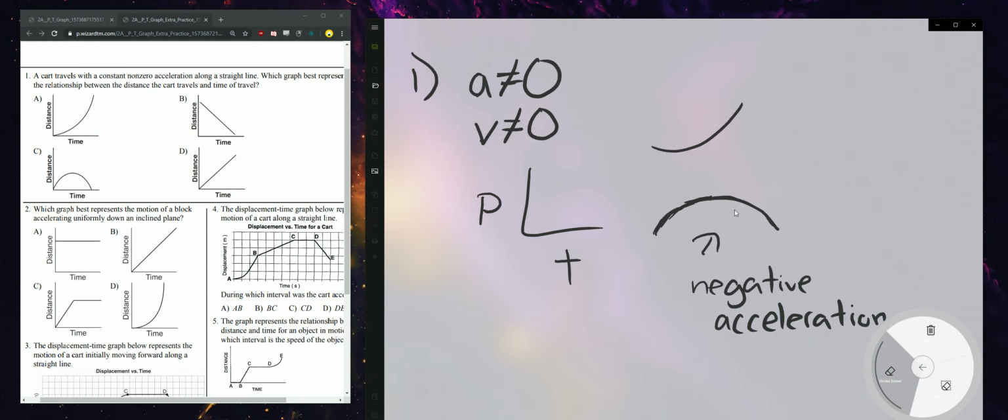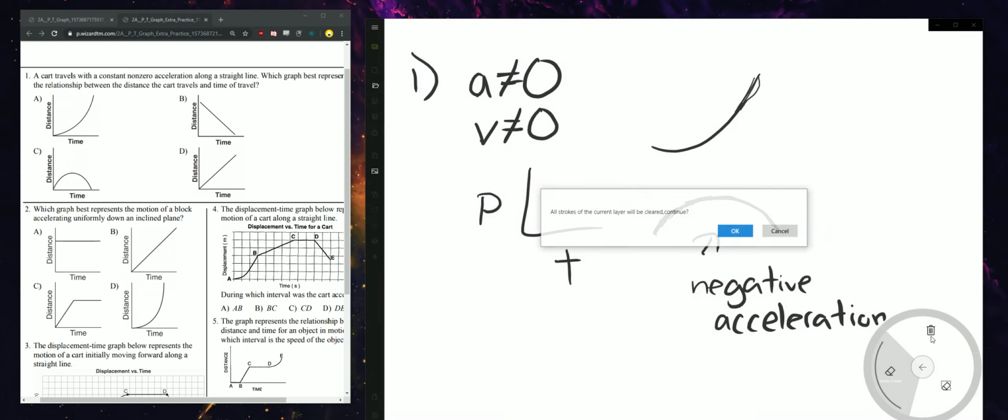But either answer could be true. I'm not going to ask you this type of question, and if I do, I'll mark both correct. So both of these, if it's a curve, it represents acceleration. That was a bit long-winded. Just know that if it's curved on a PT graph, that has acceleration. That's the only thing you need to remember.